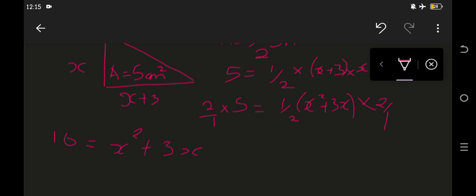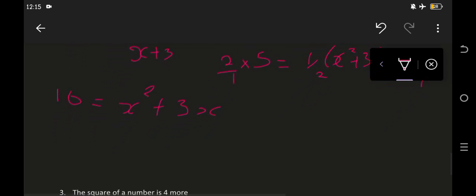Now let us write that in the form of a quadratic equation. You will have x squared plus 3x minus 10 is equal to 0. So yes, we have formed the quadratic equation, but we're supposed to be looking for the length of the base of the triangle. So we are going to have to solve the quadratic equation.